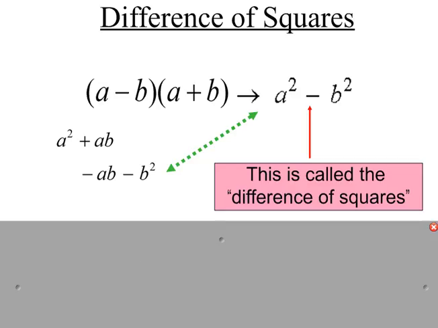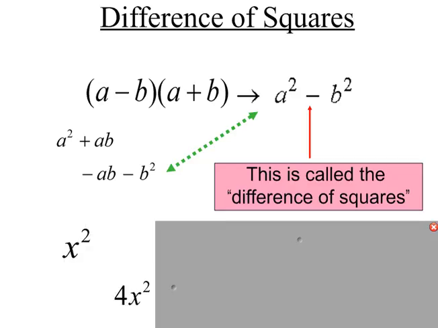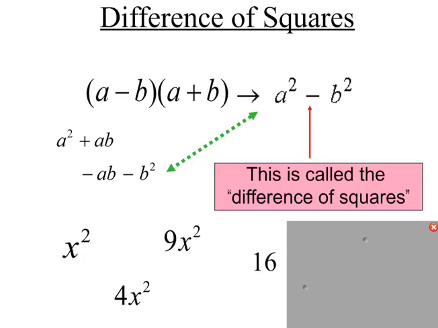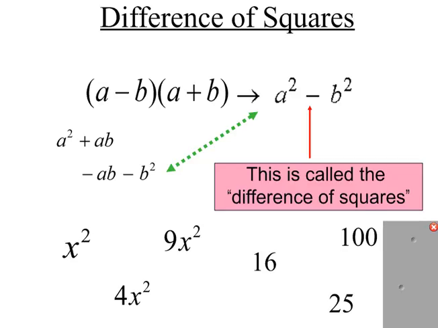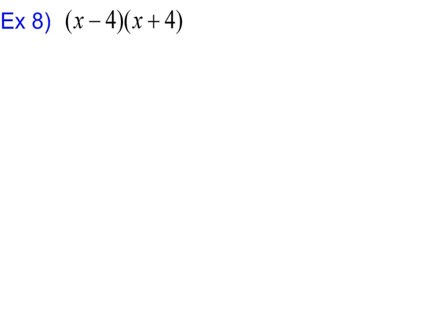So if we looked at certain things, for example, we know 4x squared, that's a square because that would be 2x. We know that 9x squared is 3x. 16, the square root of 16 is 4. We can take square roots of numbers, and we can see 100 is 10, 25 is 5, and we know that these are related things and we can take a look at it. So let's take a look here.